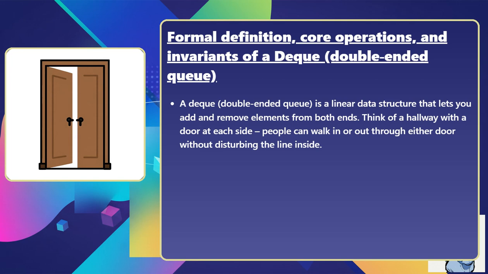A deque, or double-ended queue, is a linear data structure that lets you add and remove elements from both ends. Think of a hallway with a door at each side. People can walk in or out through either door without disturbing the line inside.